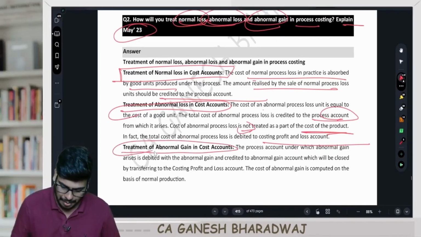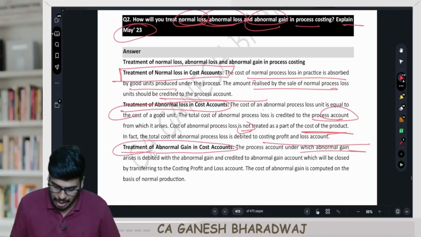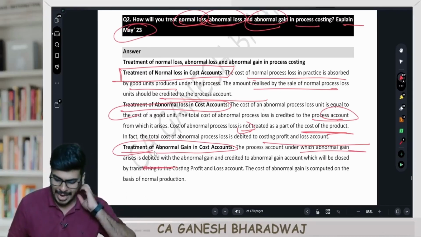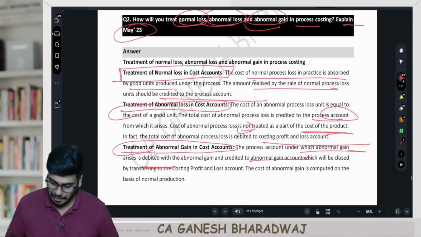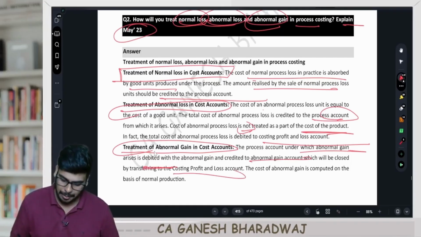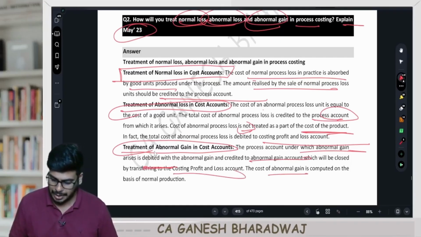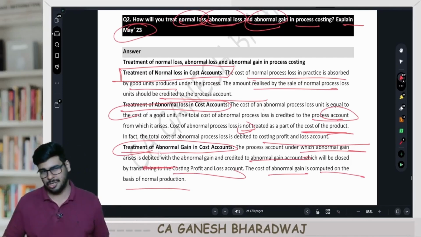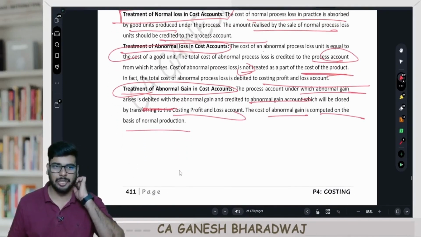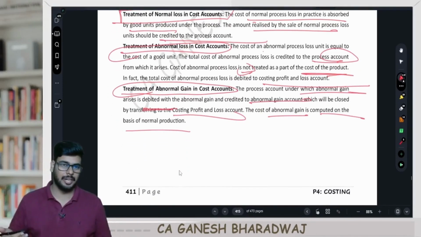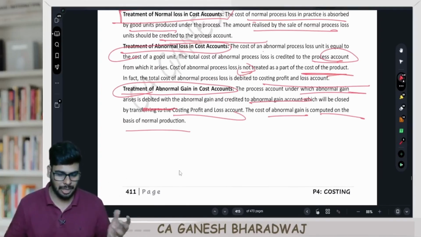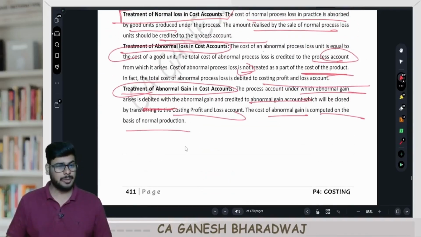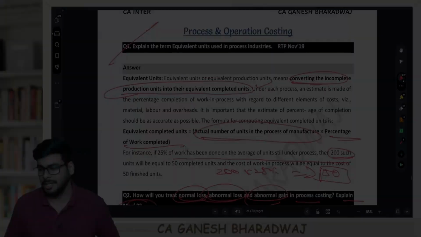Clear? Similarly, abnormal gain: the process account under which the abnormal gain arises is debited with the abnormal gain and credited to the abnormal gain account, which will be closed by transferring it to the costing P&L account. The cost of abnormal gain is computed on the basis of normal production. That is, the denominator will be what? Total input minus your normal loss units. That is basically your normal unit of production. Are you clear with this? That's about this entire chapter.